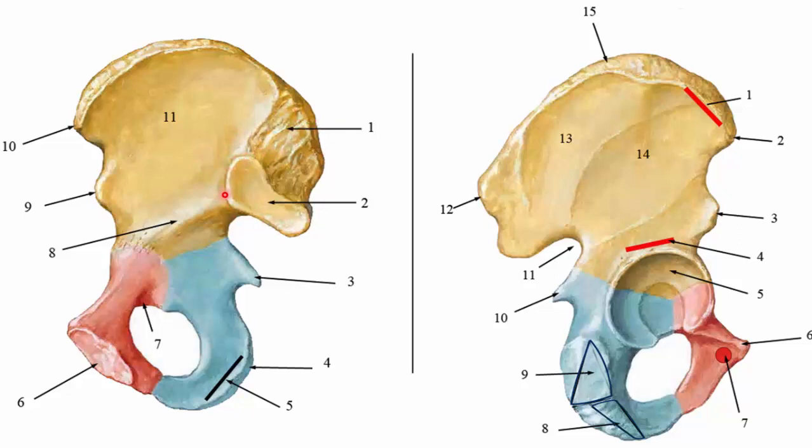Number 2 is called the auricular surface. This is for the sacroiliac joint, the articulation between sacrum and ilium, which is a synovial plane joint. And this rough area is called the iliac tuberosity, for the sacroiliac ligament.